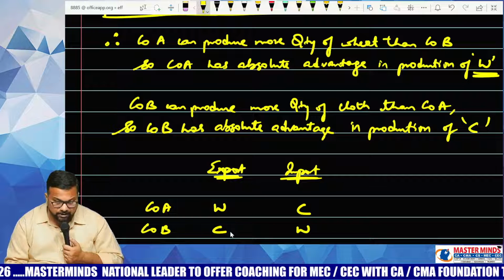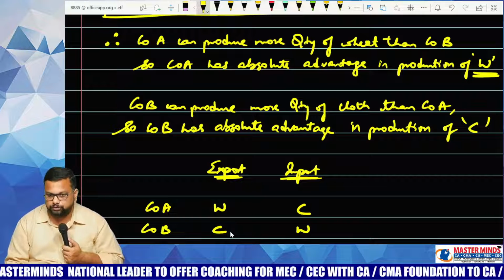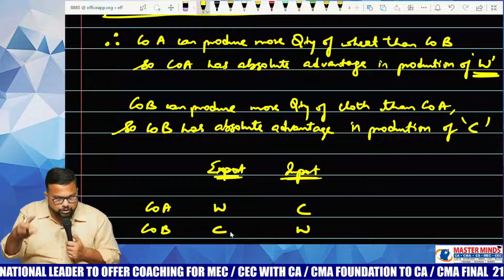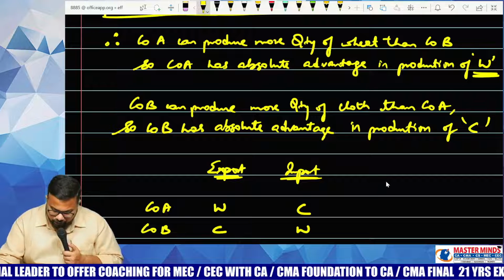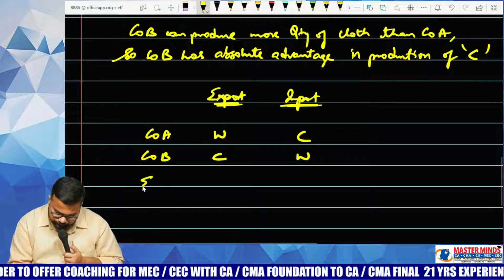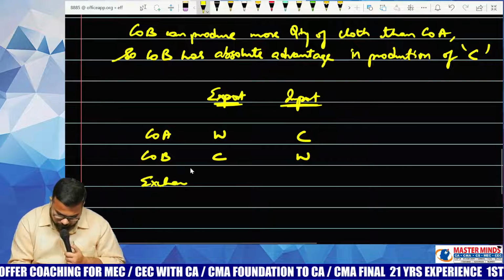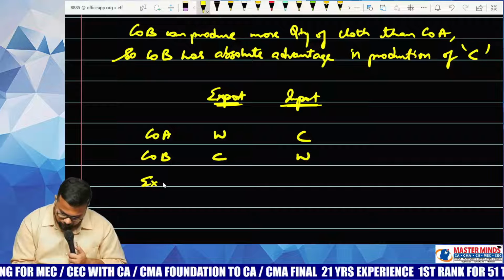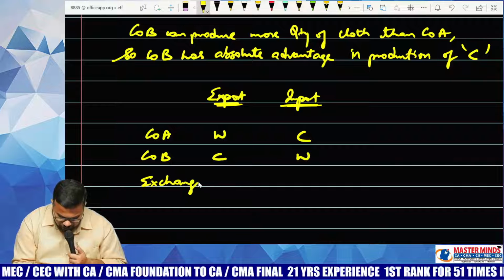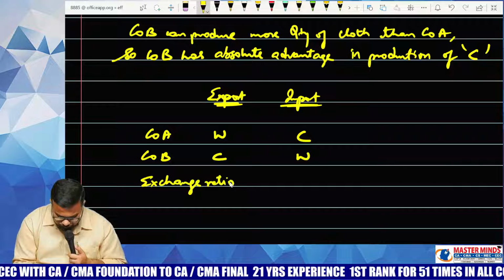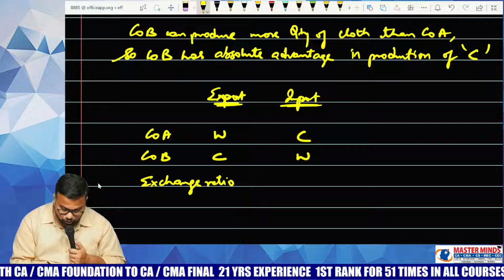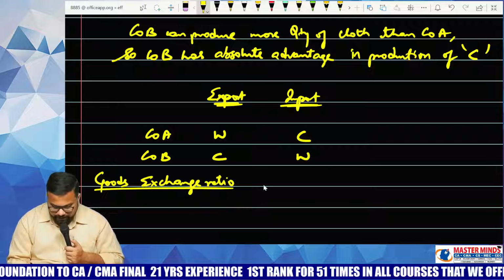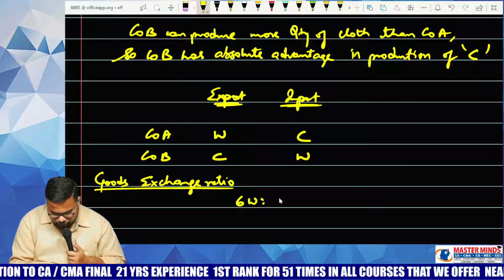Now, what will be the ratio of export and import? We have decided which good is to be exported and which good is to be imported. Now we need to determine the exchange ratio, the goods exchange ratio. It is nothing but 6W is to 6C.